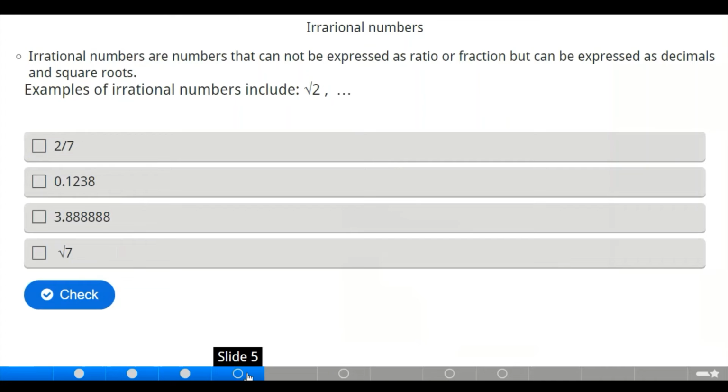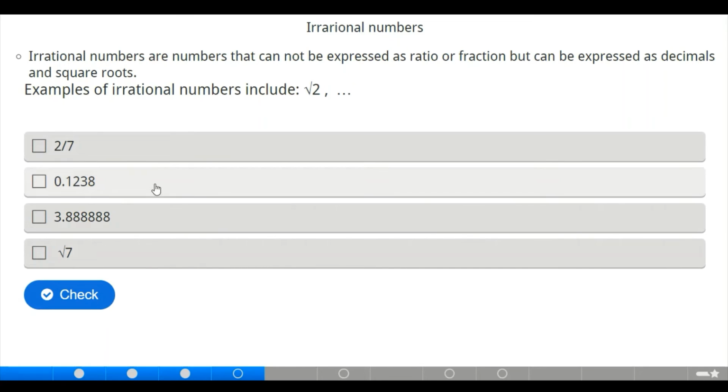Now let's look at irrational numbers. Irrational numbers are numbers that cannot be expressed as a ratio or a fraction, but can be expressed as decimals and square roots. So one thing about irrational numbers is that they cannot be expressed as a ratio, they cannot be expressed as a fraction, but they can be expressed as decimals. So we can have our decimal points and we can have our square roots. An example of irrational numbers is root 2.